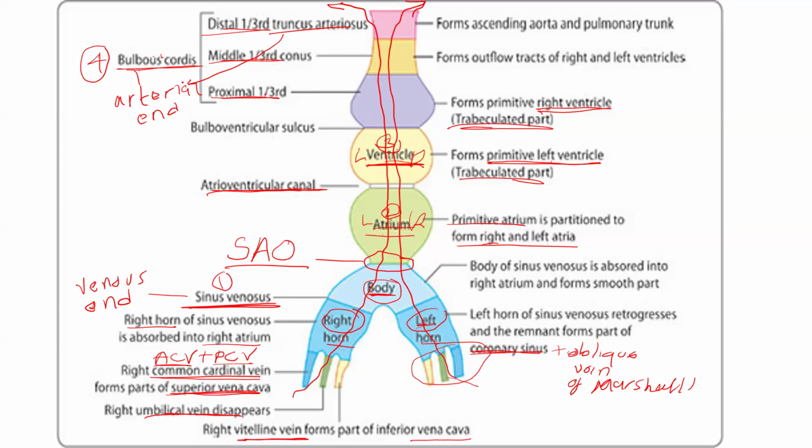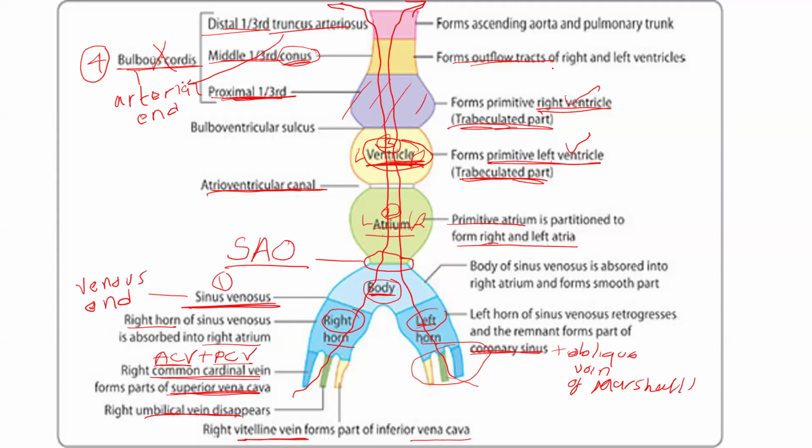Okay, let me repeat. The primitive ventricle here gives rise to the trabeculated part of the left ventricle, whereas the proximal one-third of the bulbous cordis gives rise to the trabeculated part of the right ventricle. Now, the middle one-third of the bulbous cordis, known as the conus cordis, gives rise to the outflow tracts.